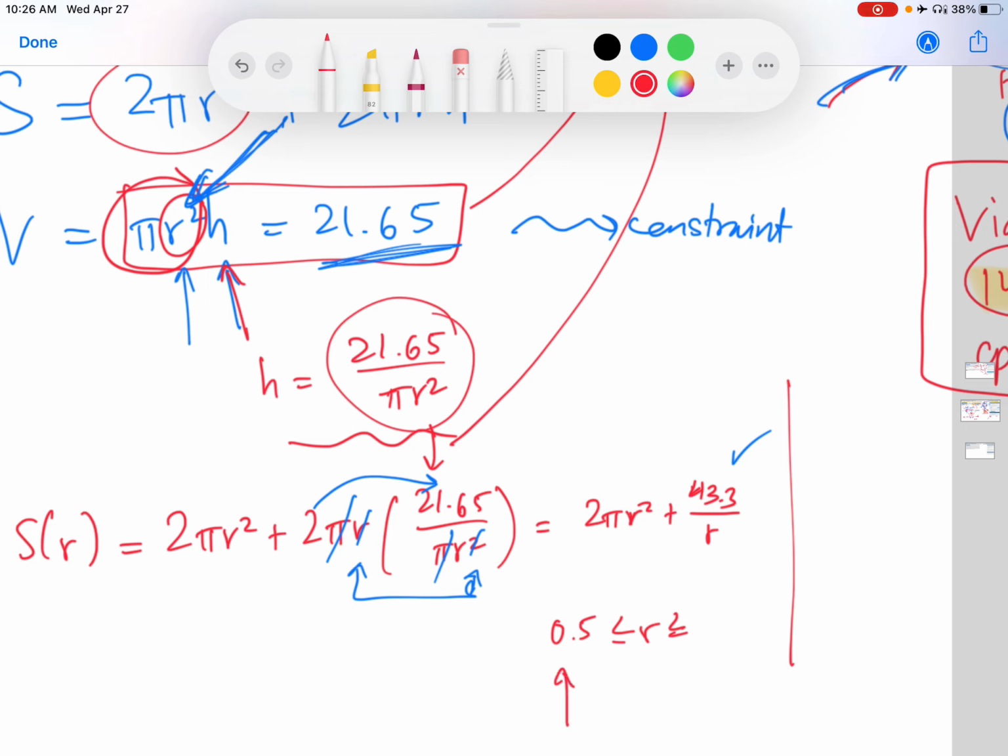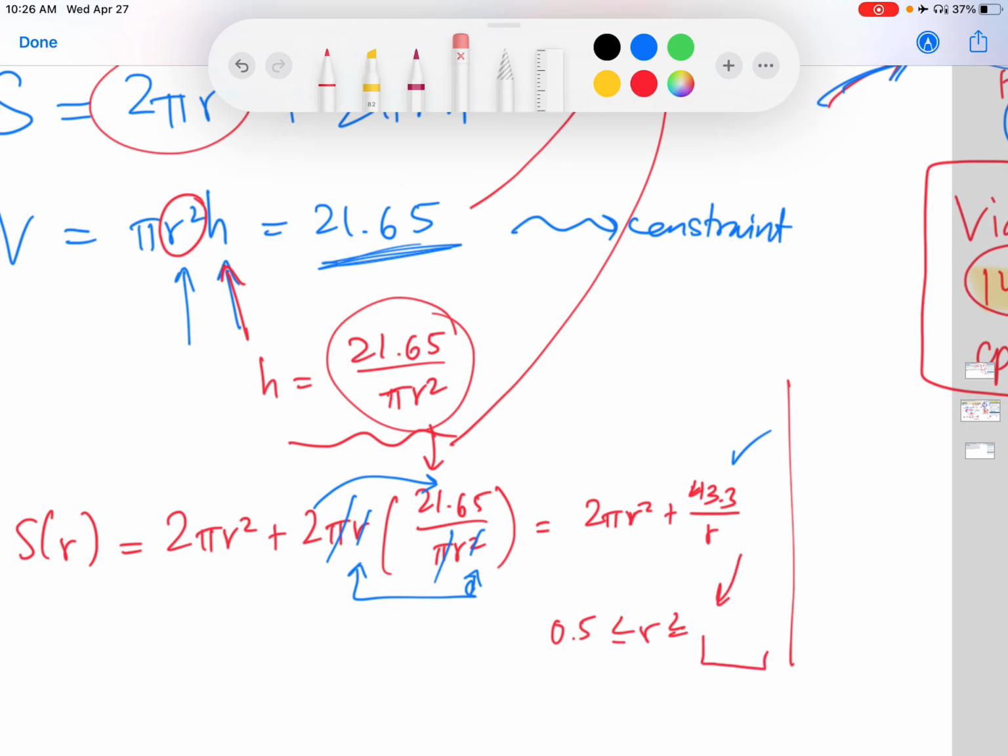Not really any particular reason, right? It could have been 0.25, could have been 0.125, 0.1, just some small R value beyond which you think a manufacturer is just not going to make a soda can of radius 0.000004 inches, for example. The largest R value, however, this is something that we can get from the constraint.